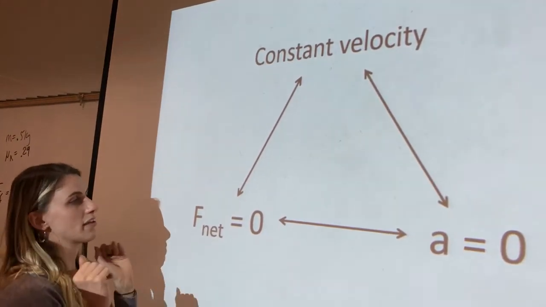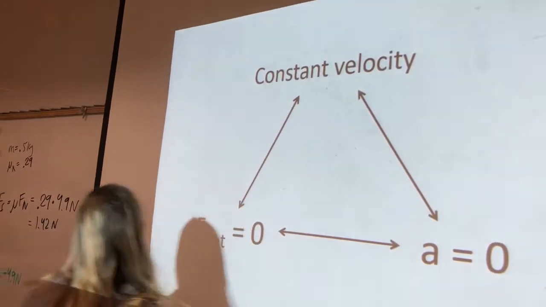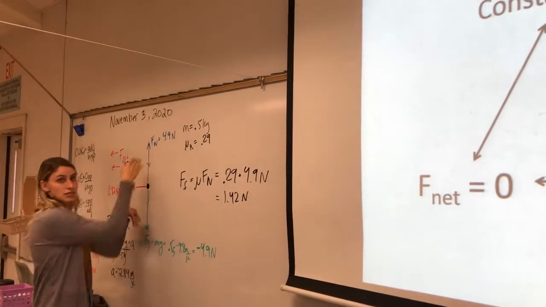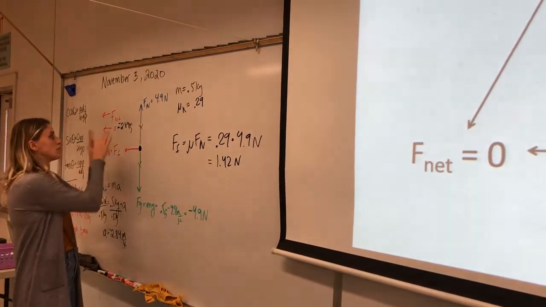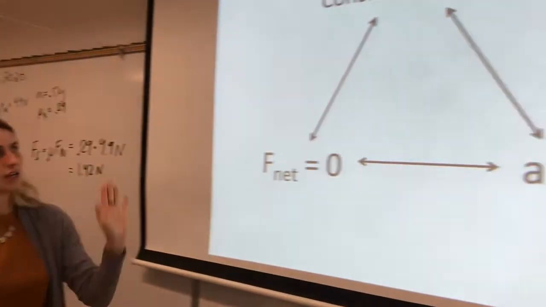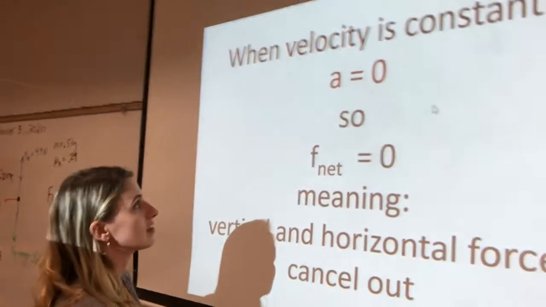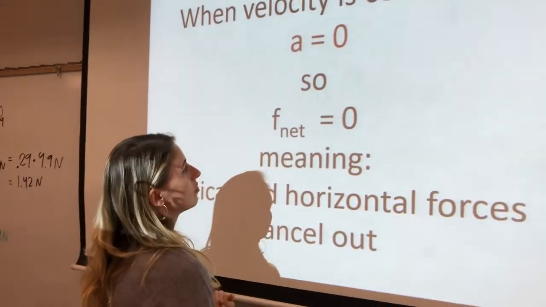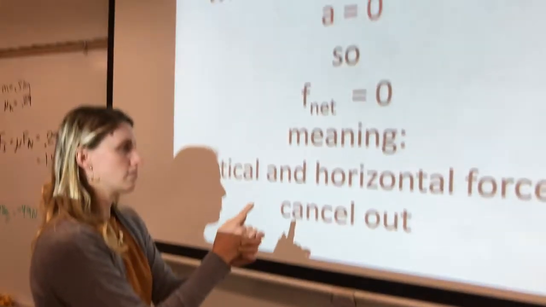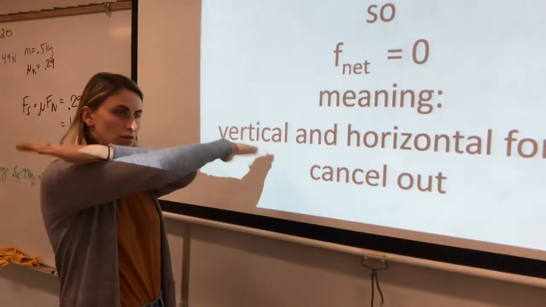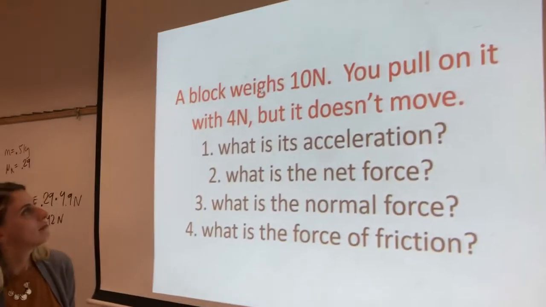So what's really important is that if you have one of these, you have all of these. Yep. So if our net force is 0, that means it's not accelerating. That means that all of our forces have to be equal. Now over here, do we have a net force of 0? Nope. Which means we've got acceleration. So if one of these is true, all of them are true. When velocity is constant, acceleration equals 0. So the net force equals 0, meaning vertical and horizontal forces cancel out. Okay. Let's do some practice.